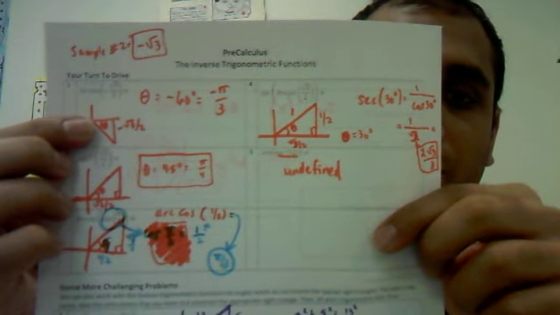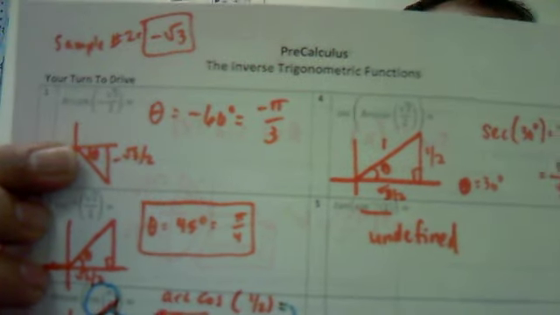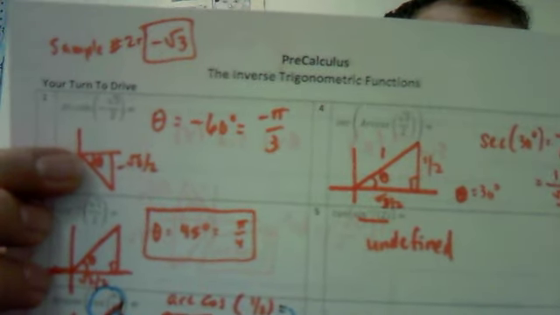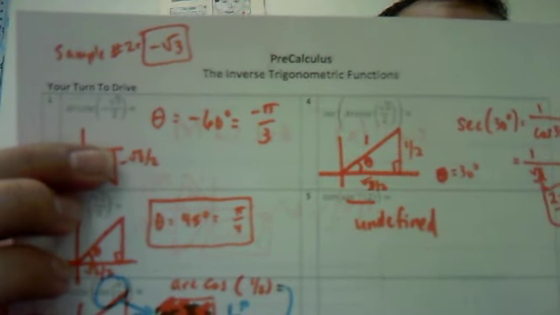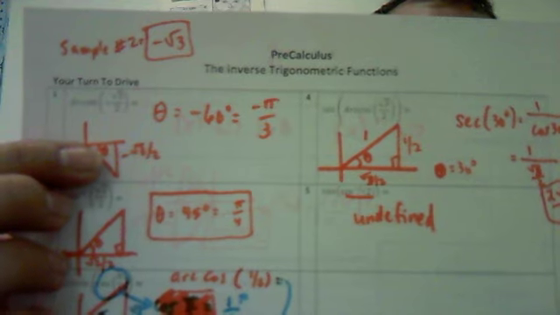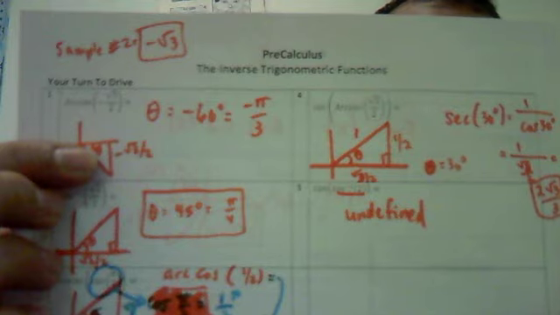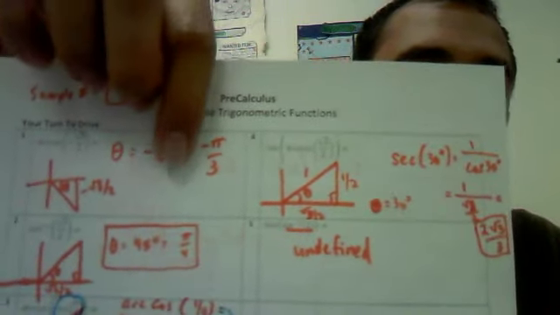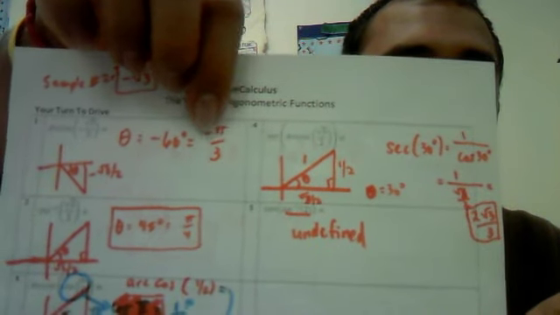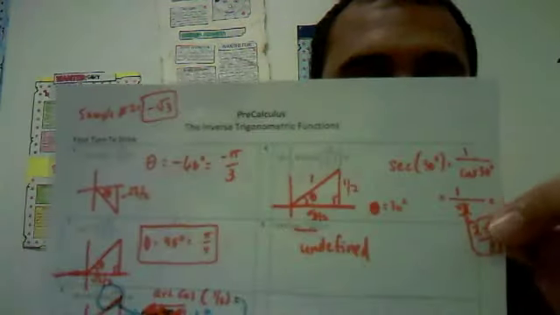Is there a special right triangle that I know that will give me the answer, or that will give me a negative square root of 3 over 2? Yes, the 30, 60, 90 triangle. You know that opposite of theta, because we're talking about sine, opposite has to be negative square root of 3 over 2. So theta has to be negative 60 degrees. Negative 60 degrees is equivalent to negative pi over 3. So my answer is negative pi over 3. Remember, I always want radians. Always want radians.